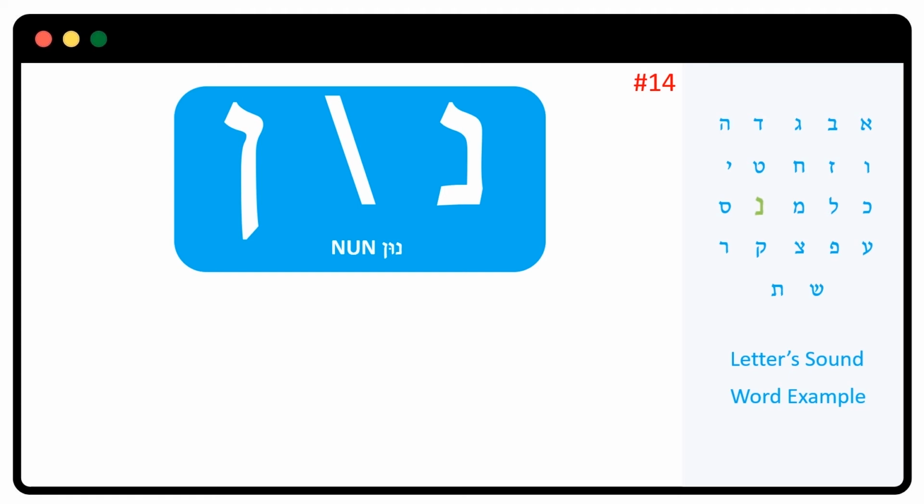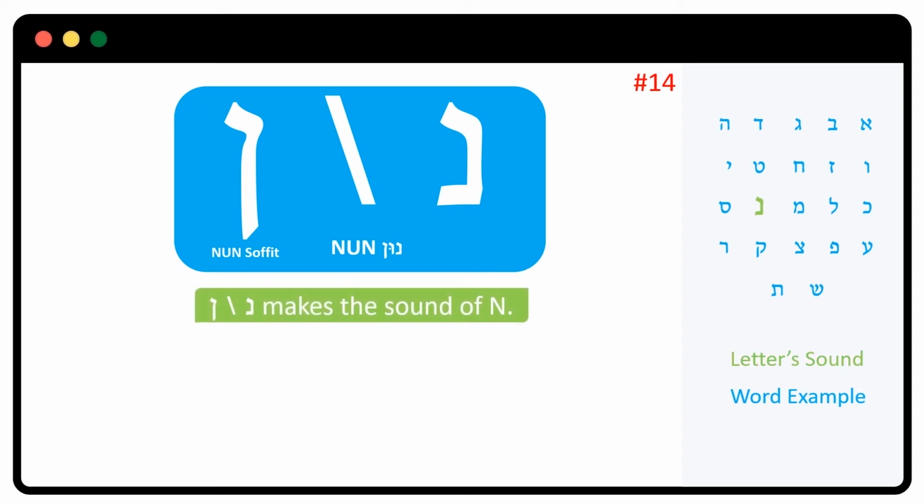The letter nun is another letter that changes its form when it comes at the end of a word. This form of the letter nun is what you would see at the beginning or in the middle of a word. And this form of the letter nun is what you would see only at the end of a word, and it's called nun sufit. The letter nun makes the sound of the letter N. Like in the following word example, ne'eman. The word ne'eman contains both forms of the letter nun. Ne'eman. Ne'eman means loyal.